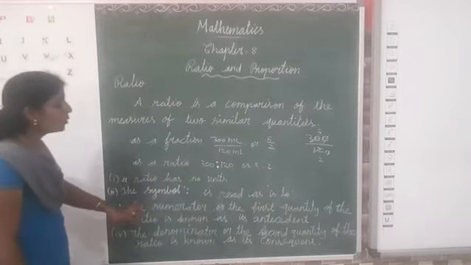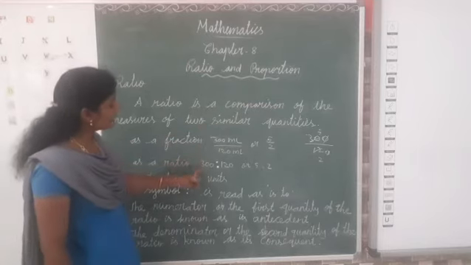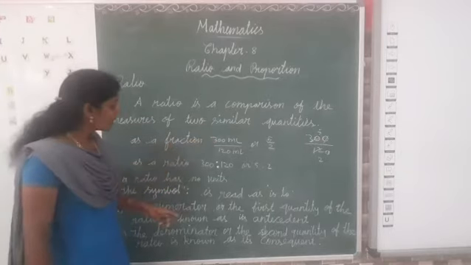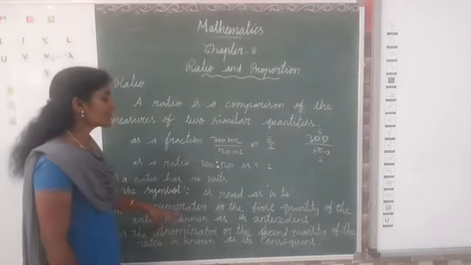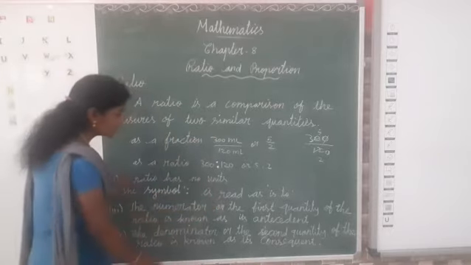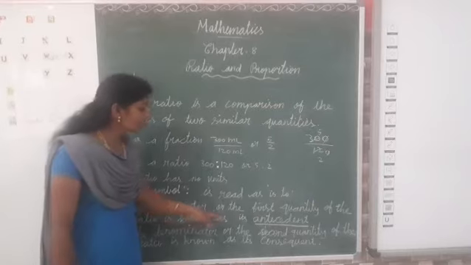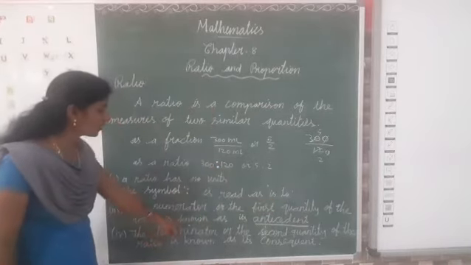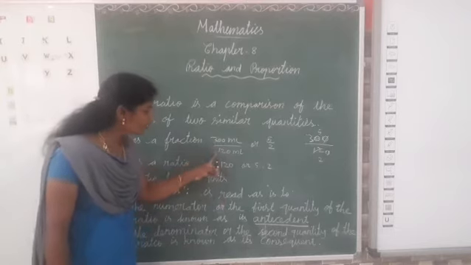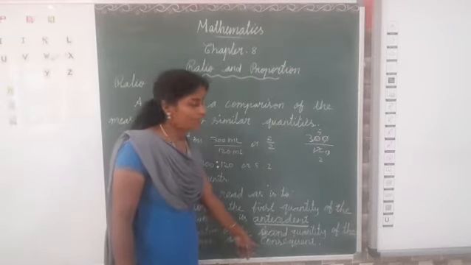Now, the numerator or the first quantity of the ratio is known as the antecedent. A-N-T-E-C-E-D-E-N-T. Then the denominator or the second quantity of the ratio is known as its consequent. Okay, consequent.